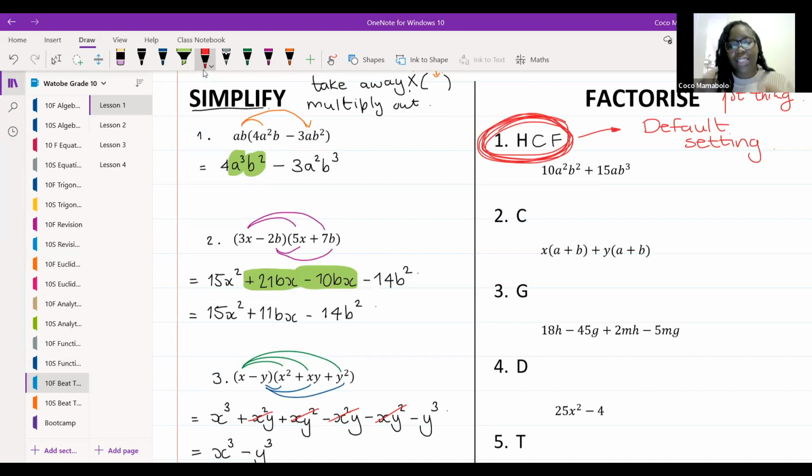Let me ask you guys again. Whenever they say factorize, what is our default setting? 100%. Excellent stuff. All right, Lesego, let me take your question very quickly, my sweetie.